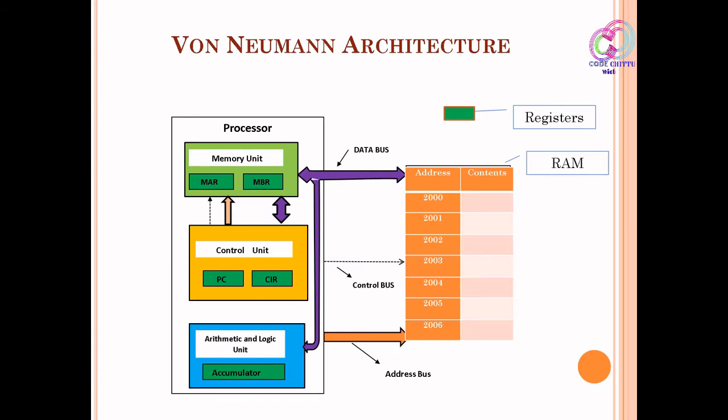As we already discussed the components of the von Neumann architecture, you can see here the memory unit, control unit, and arithmetic and logic unit, and each unit has its own registers. To refer to the registers, I marked them all in dark green, which represents the different types of registers, and we are going to discuss each unit, its working and its purpose. You can see three buses. The purple one I noted as the data bus, another is the address bus, and the dotted lines are the control bus. And you can see here the RAM, which I can make as address and contents.